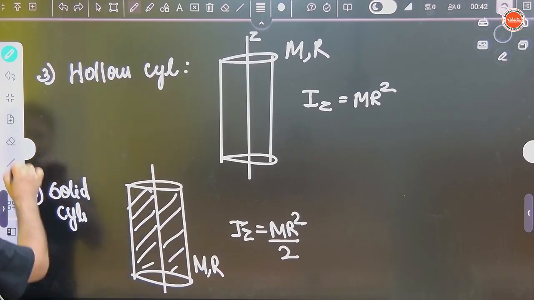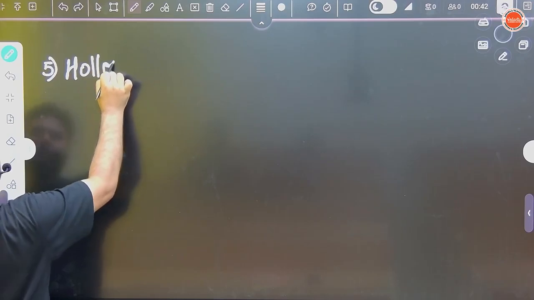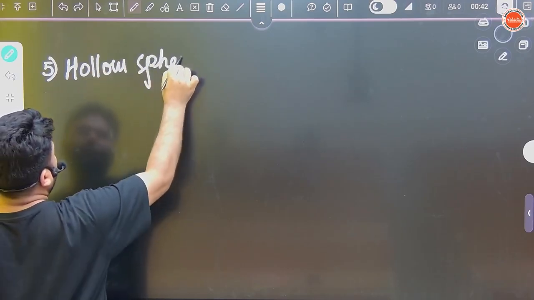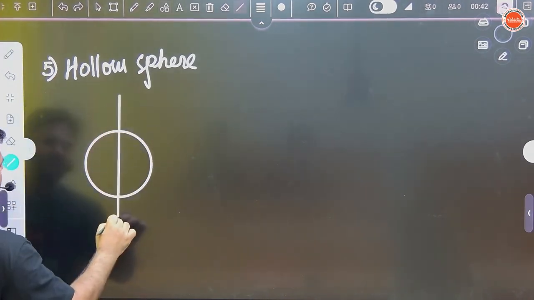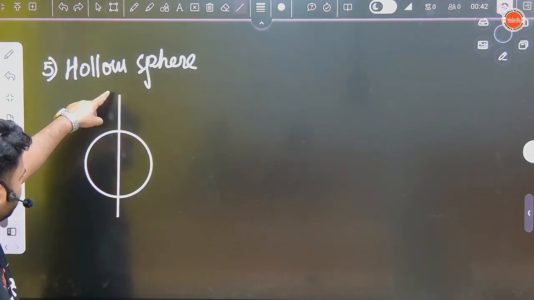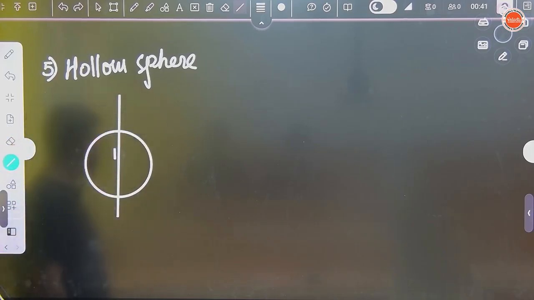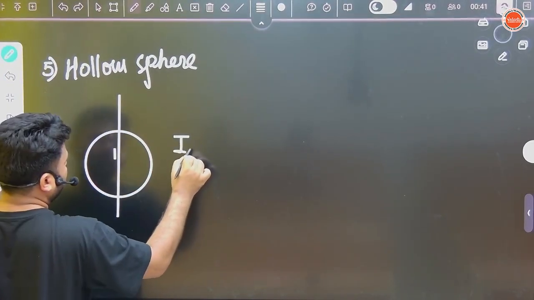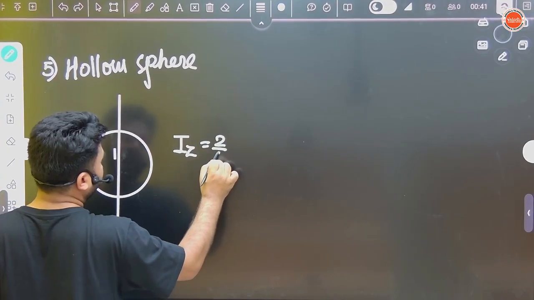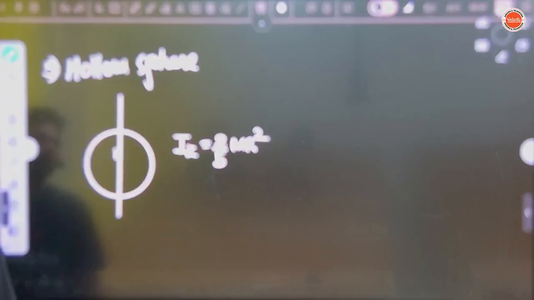Correct. Fifth, if this is a hollow sphere, if they ask what is the moment of inertia about this axis passing through center, and diametrical axis. This is the diameter also, no? So moment of inertia about this axis, 2 by 5 mr square. These values you just have to remember. Sorry, if it is hollow, this is 2 by 3.